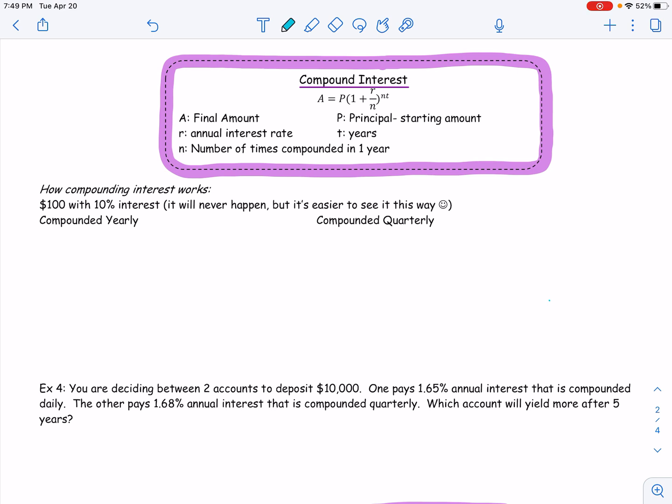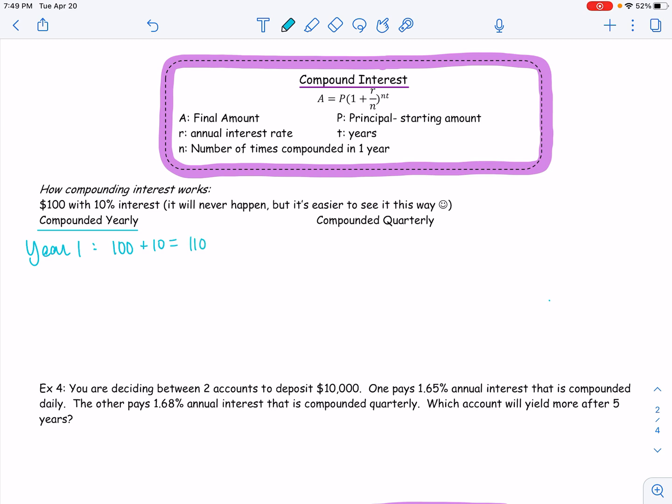Okay. So I'm just using these numbers because they're easier to work with, and you'll see the change a lot quicker. So if I were to compound yearly, this means in year 1, I deposit my $100. It's going to grow and gain 10% interest. Well, what's 10% of 100? That's 10. And so then at the end of year 1, I'm going to have $110 in my bank account.